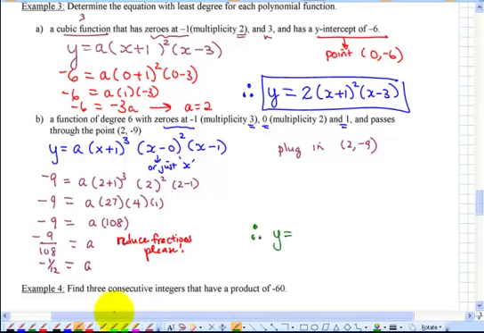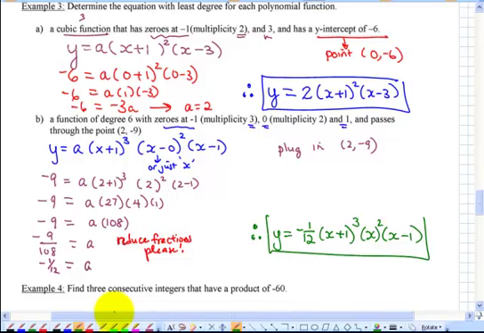Okay, here's the answer. -1/2 times x plus 1 cubed, and you could write x minus 0, but it's just easier to write down x squared, I think, times x minus 1. Bravo, if you got that.